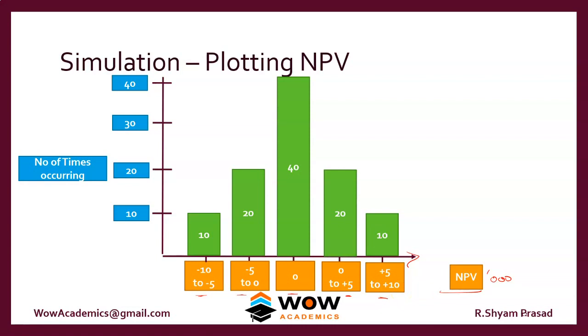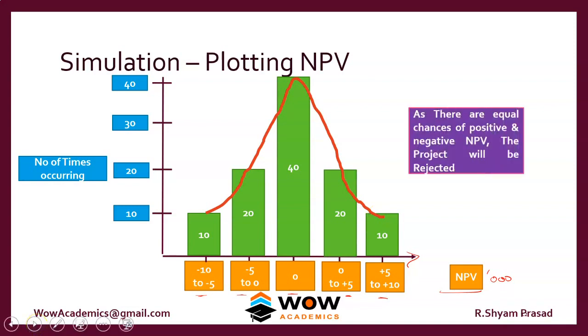So now you have a graph. What do you do with this graph? You plot a chart. When you plot, you take the center point of each column and draw a graph. This is a symmetrical curve, called a bell curve. What a bell curve indicates is that, as there are equal chances of positive and negative NPV occurring, the project will be rejected. There's an equal chance.